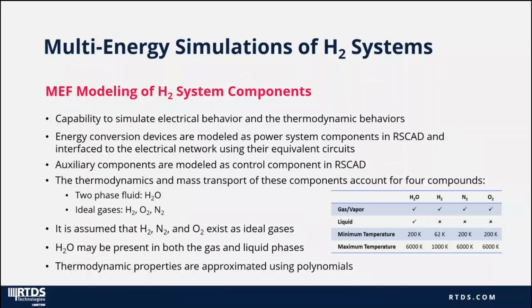All the energy conversion devices are modeled as power system components in RSCAD. They are interfaced with the electrical network using their equivalent circuit. All the secondary components are modeled as control components. These components are designed to enable multi-energy flow simulation by handling 4 types of compounds. They are hydrogen, oxygen, nitrogen, and water. For hydrogen, oxygen, and nitrogen, we assume ideal gas behavior. For water, we assume that it can exist in both gas and liquid phases. The thermodynamic properties of these compounds are calculated using polynomials, which are defined for a specific temperature range as shown in this table.